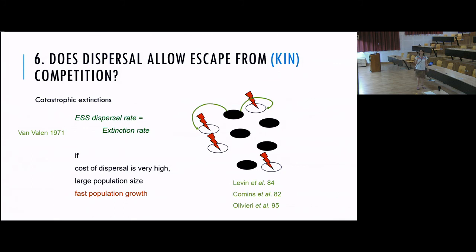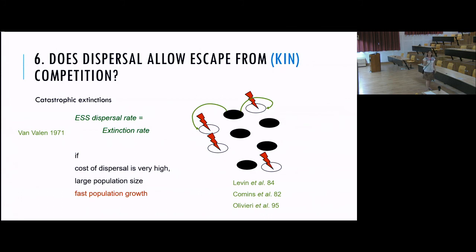So here you've got many, many patches. You've got catastrophes that are killing everybody, so those patches are empty and can only be reached by dispersing individuals. Then it's quite obvious that those empty patches with a lot of unused resources can be colonized only by dispersing genotypes, and this creates some selection for dispersal.